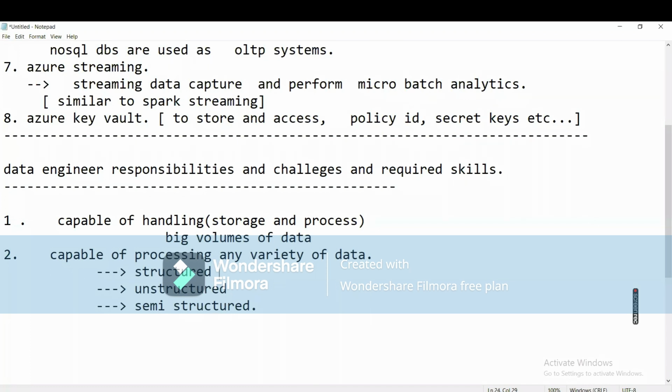See a small example. If it is structured, what is the data? CSV or tables, such kind of things. I want to process them. I can use simply SQL. Got it, to process this data. If it is unstructured, then the problem starts. You can store unstructured data in a data lake, okay. But by using select queries, how will you process? Understand? By using select queries, you cannot process them.